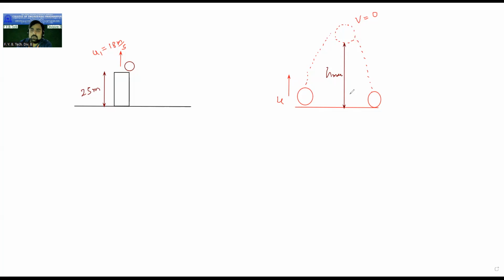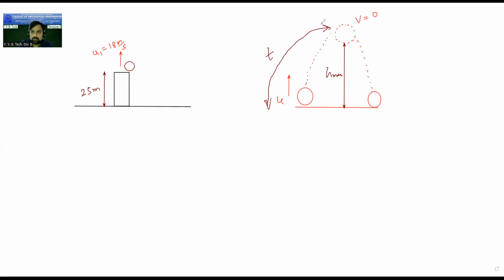Okay, so this is your maximum height. This is all asked in the numerical. First point. Second, the time required to reach this height. What is the time required from here to here? Whatever the motion is traveled by this ball or sphere, what is the time required for that? That also we need to calculate.